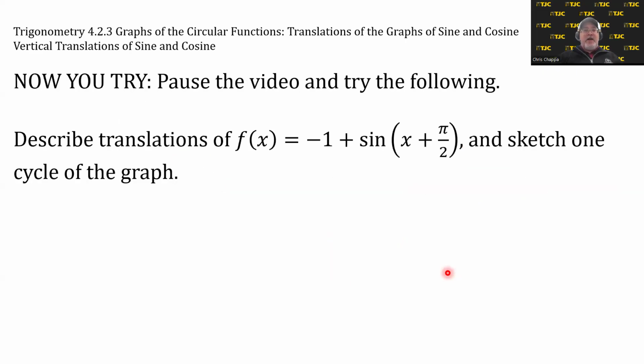Now you pause and try the following. Describe the translations of f of x equals -1 plus sine of x plus pi over 2 and sketch one cycle of the graph. Pause the video, give it a try. All right, if you haven't paused the video yet, here's your fair warning. Solutions in 3, 2, and 1.